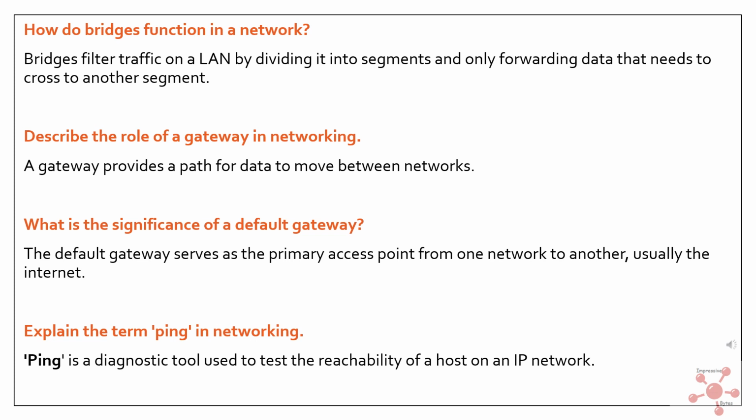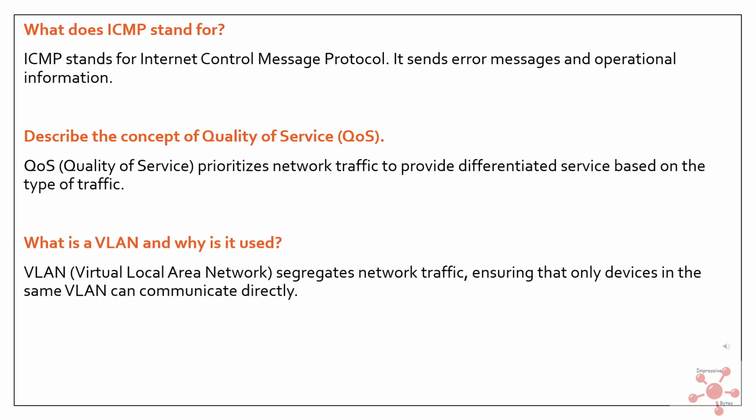What is the significance of a default gateway? The default gateway serves as the primary access point from one network to another, usually the Internet. Explain the term ping in networking. Ping is a diagnostic tool used to test the reachability of a host on an IP network. What does ICMP stand for? ICMP stands for Internet Control Message Protocol. It sends error messages and operational information.